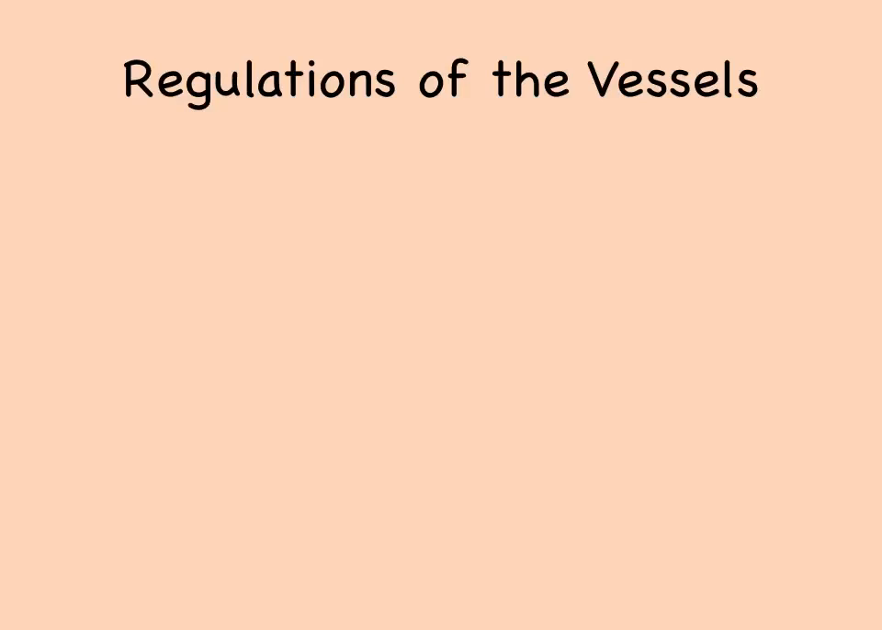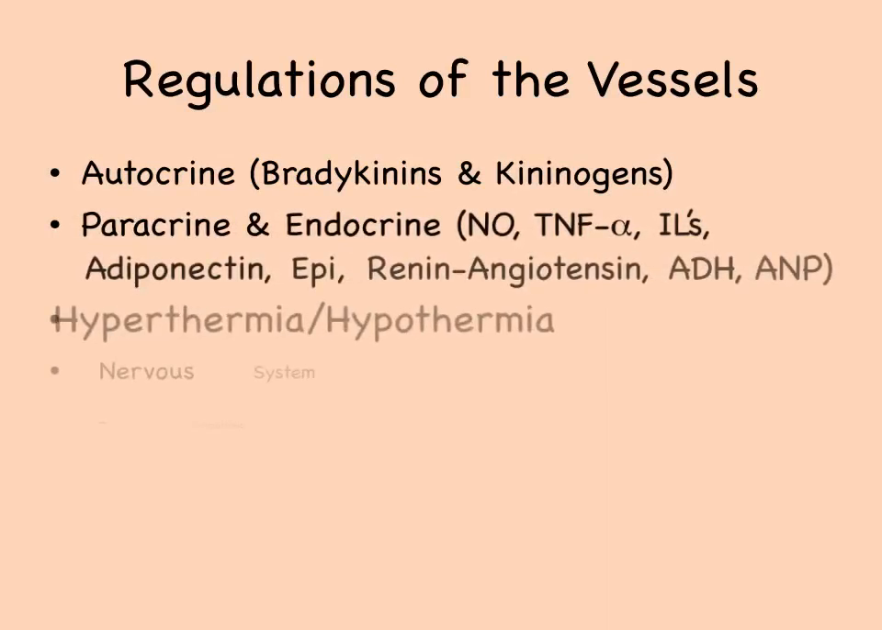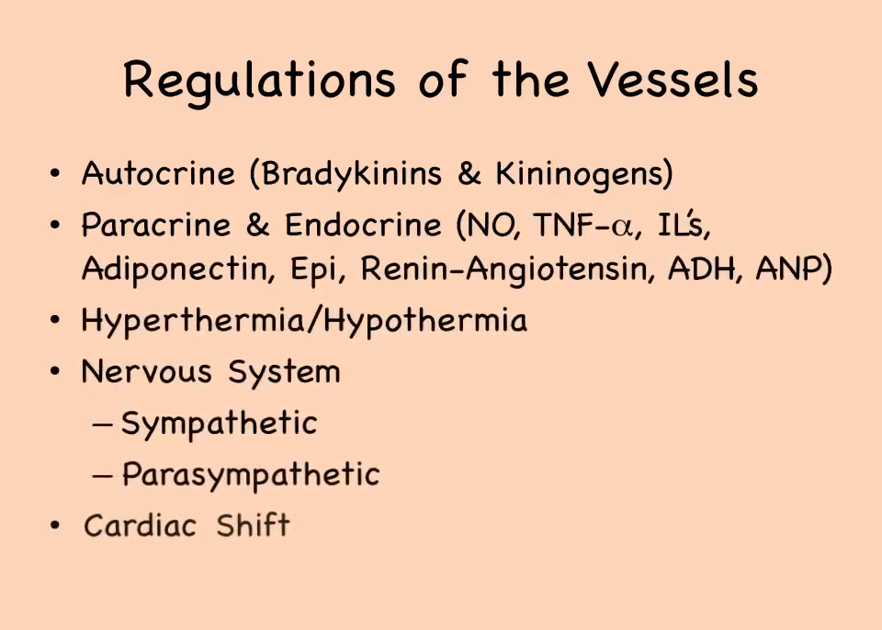The regulation of flow is based off of various types of signals. The most important of these signals are the autocrine and paracrine signalings, in particular the bradykinins and the kininogens. Most important of these are nitric oxide, NO, as well as endocrine signaling from TNF-alpha, inflammatory signals such as interleukins, as well as hormone and endocrine signalings within the renin-angiotensin and antidiuretic or vasopressin signaling.